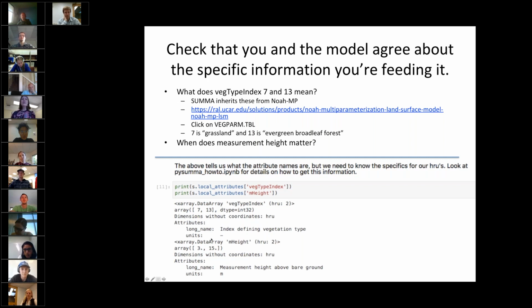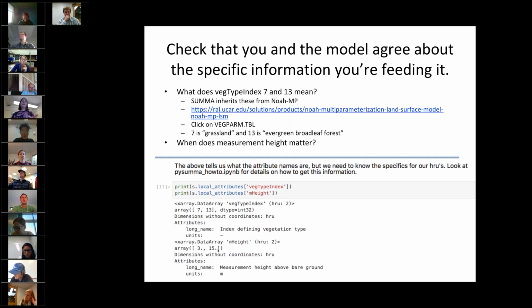And then you can see that the measurement height is set at 3 and 15. Its long name is measurement height above bare ground, and its units are meters. One thing that's important to know is if you set something up as having a forest, your model expects you to be measuring things on a tower above the forest. So you need to set a measurement height taller than whatever you tell it the height of the trees is.